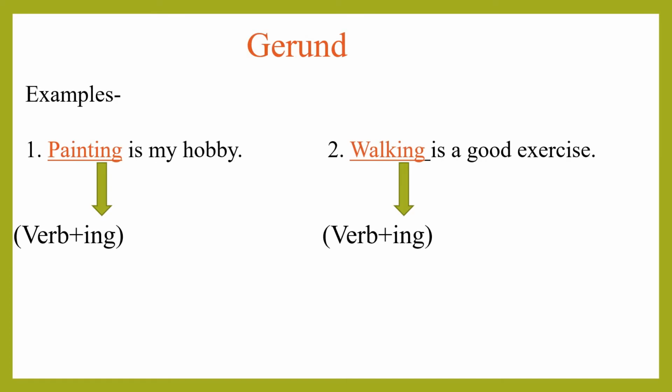Dear students, please observe the first example. "Painting is my hobby." Here, the word painting is a gerund. It is used as a noun. In the second example, "Walking is a good exercise." Here, the word walking is used as a noun or as the subject of the sentence. So, we can say that the subject of the sentence is a gerund. Thus, the ing form of the verb which is used as a noun is called a gerund.